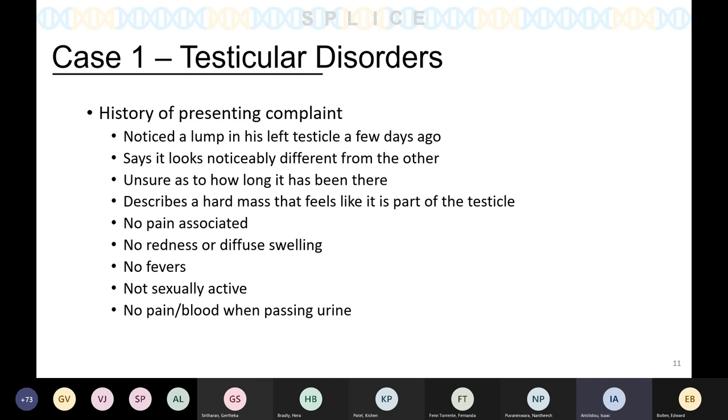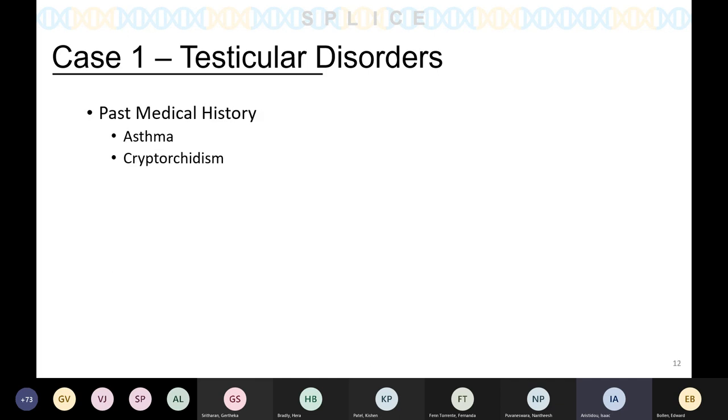Redness or diffuse swelling would suggest an orchitis sort of picture. And the fact that it's a hard mass felt as part of the testicle would rule out your hydrocele, because that's something that's quite large and quite soft. His past medical history: asthma. Cryptorchidism is something to be aware of, as that can increase the risk of testicular cancer. This could also be an epididymal cyst. It's quite hard to tell clinically between those two. I'm going to get onto that later.